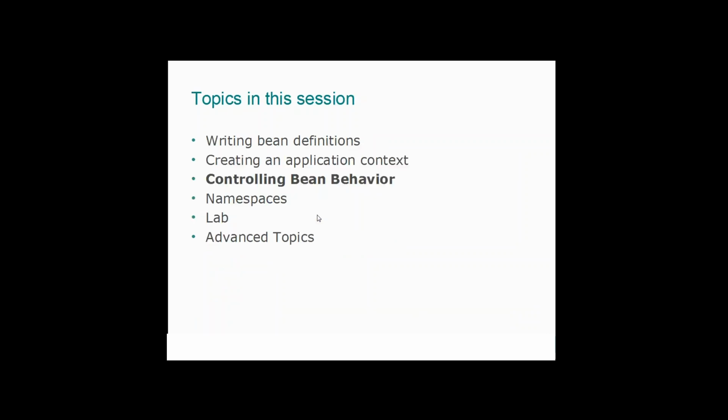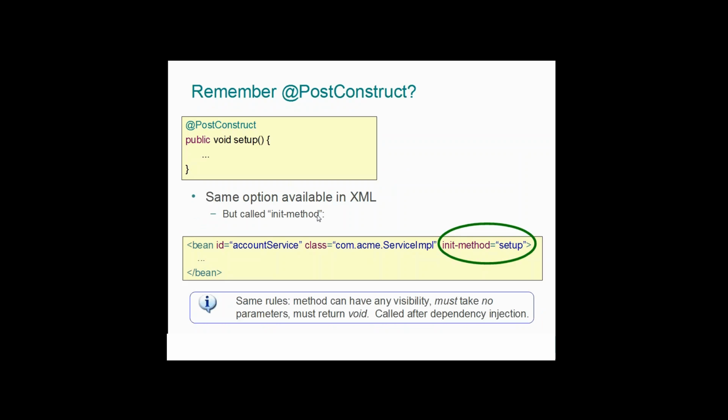Okay, so now I want to control the behaviors of the beans. Remember we discussed @PostConstruct. If I want to add that behavior in XML configuration, I use init-method. So init-method equals setup. There is a setup method whose signature is no parameters, returns void, and is public. So the init-method option is available in XML to do something similar to @PostConstruct. You don't need to add the annotation; instead, you can do it in the XML itself.